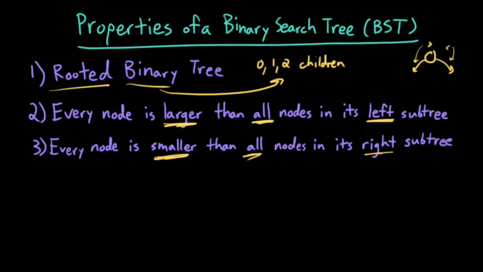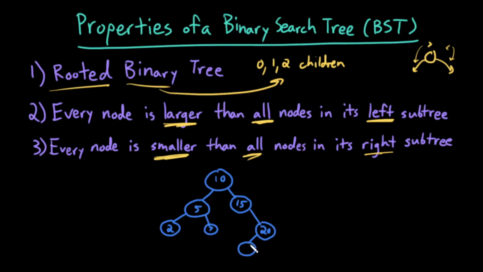This is a little abstract, so let's take a look at a specific example. Let's say I have the following tree. I can have maybe a root that is 10. I can have maybe a left child that's 5. Maybe a right child that's 15. Maybe this has a left child that's 2. Maybe this is 7. And let's say this one has just a right child that's 20. And then maybe a left child that's 17. So this is an example of a valid binary search tree.